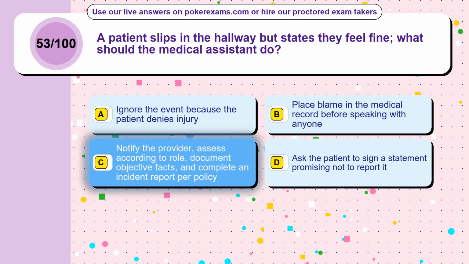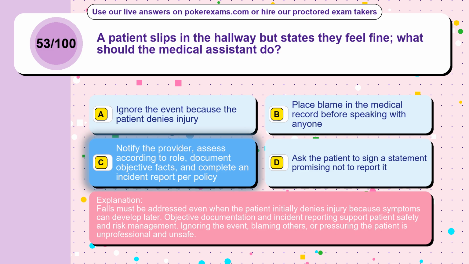The correct answer is option C. Notify the provider, assess according to role, document objective facts, and complete an incident report per policy. Falls must be addressed even when the patient initially denies injury because symptoms can develop later.